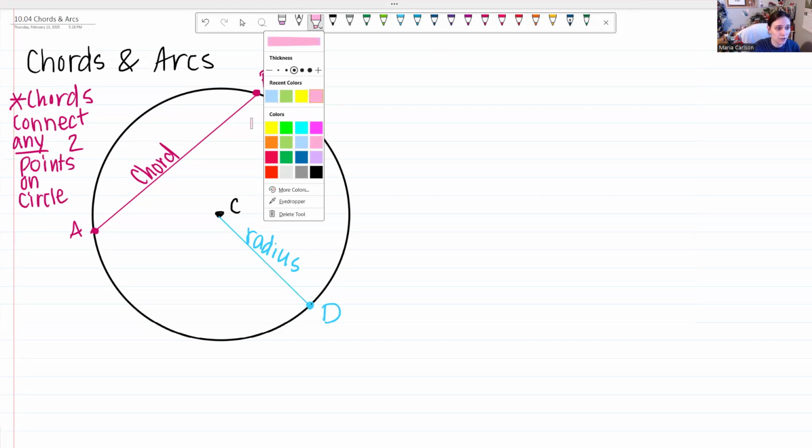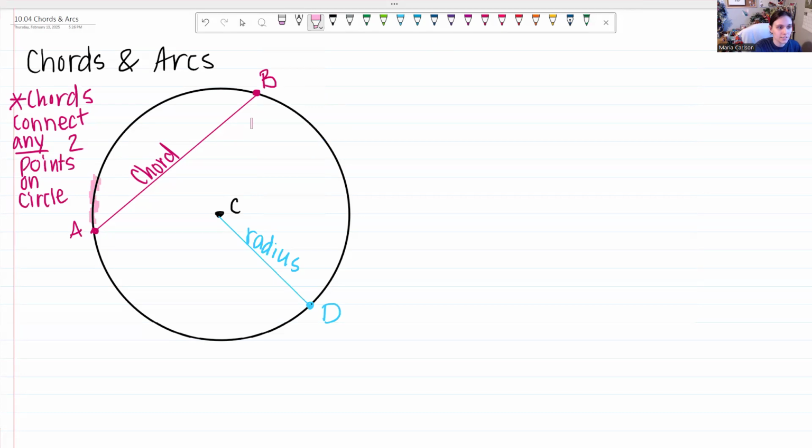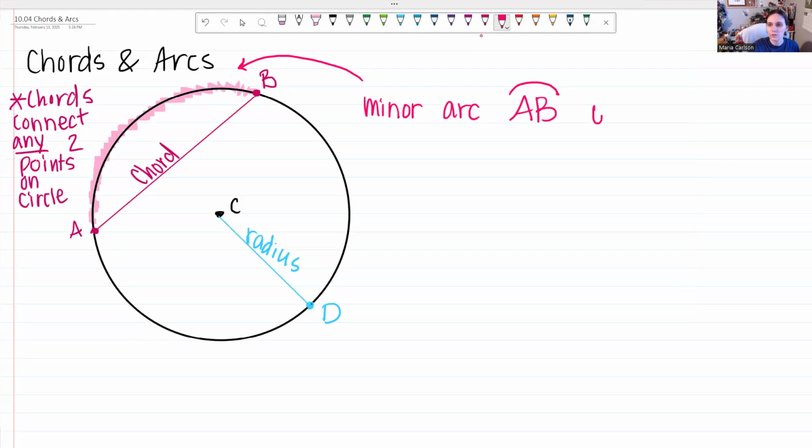So in this circle, I have now created this minor arc, AB. So I would call this minor arc AB. And to recognize it's an arc, we put that arc symbol over it. We could also name this BA. And it is minor because it is smaller than 180 degrees, or smaller than a semicircle.